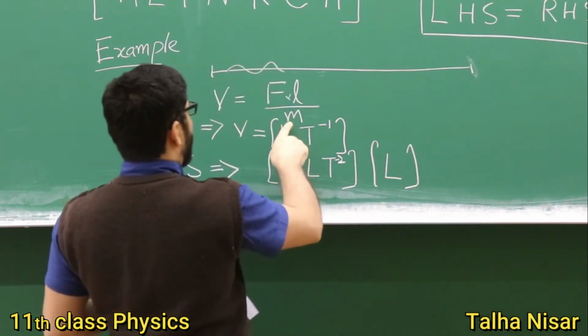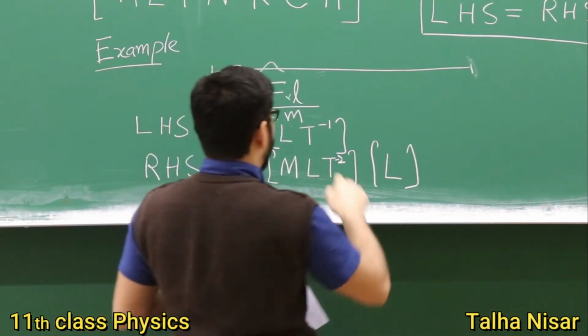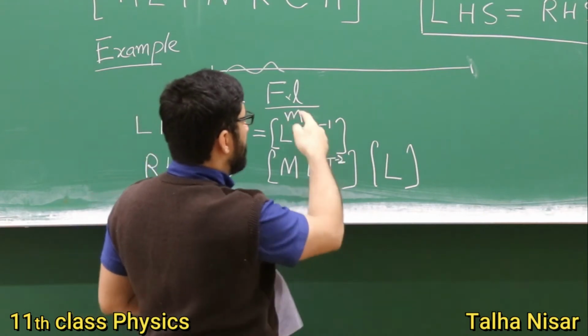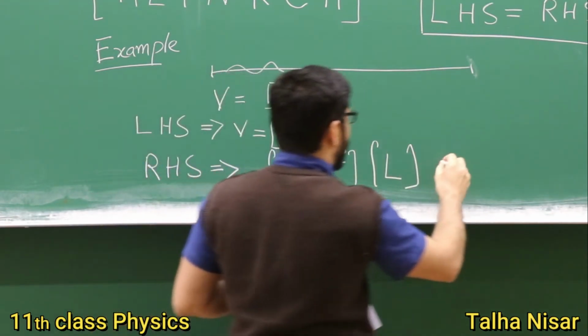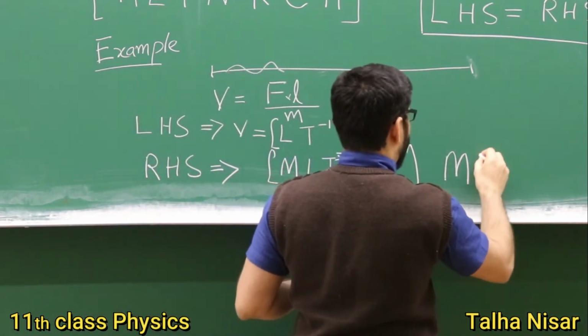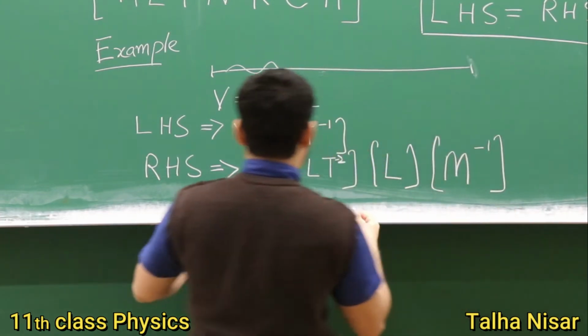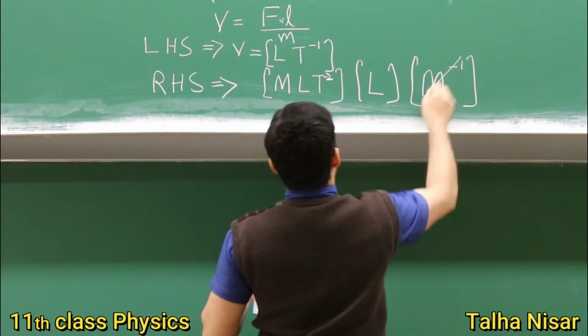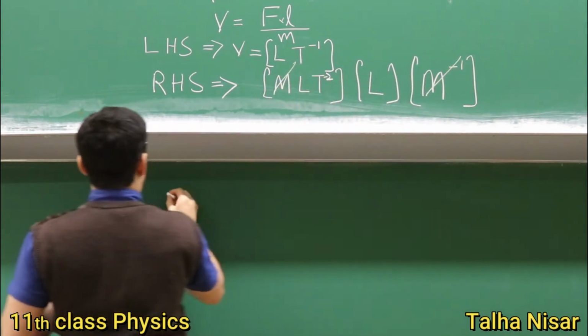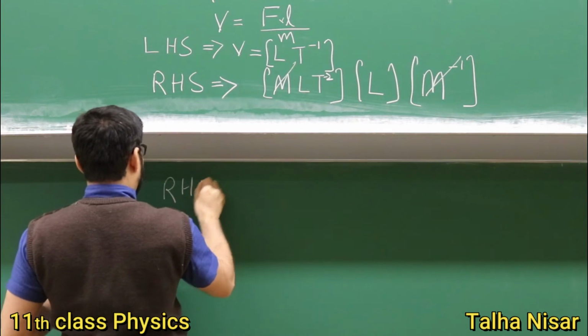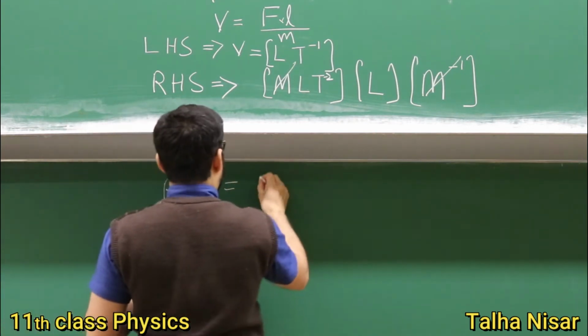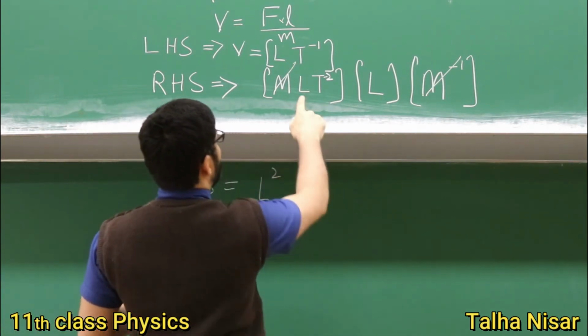And then now we see here we have another M. So M is in the denominator. If we bring it to the denominator, we will have M^-1. So this one cancels. So on the right hand side we have the L squared.